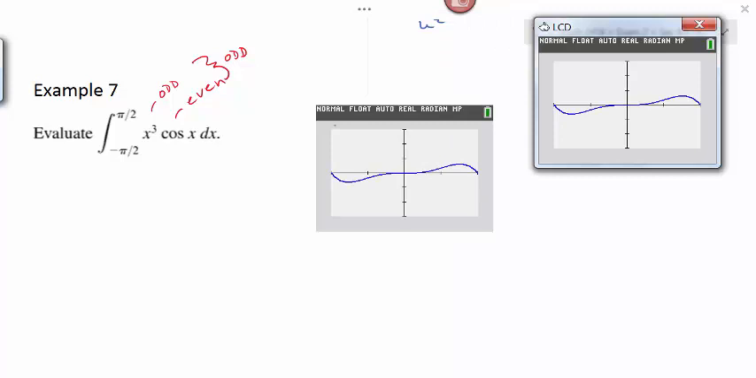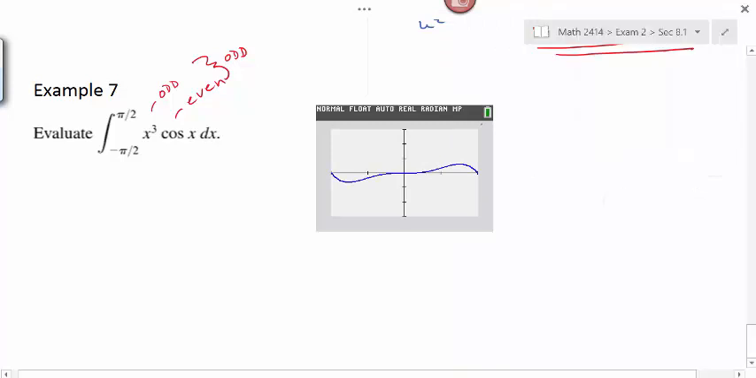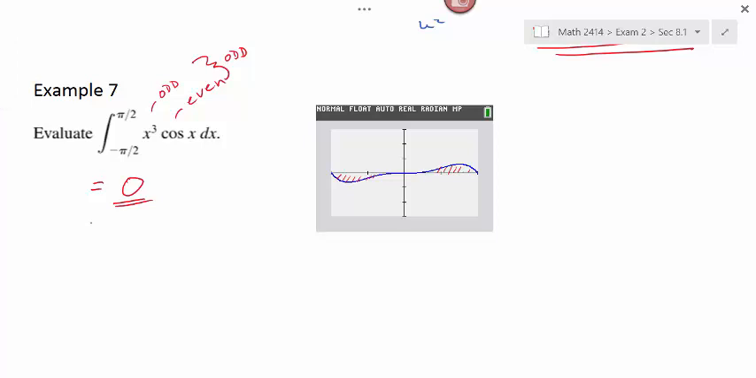Do you see the symmetry about the origin here? Because of the symmetry about the origin, this area right here, this negative area, is going to be exactly the same as the positive area. Therefore, this integral will be equal to 0. We use the geometry of the problem to help us out. That one's nice as long as you recognize that's what you're up against.